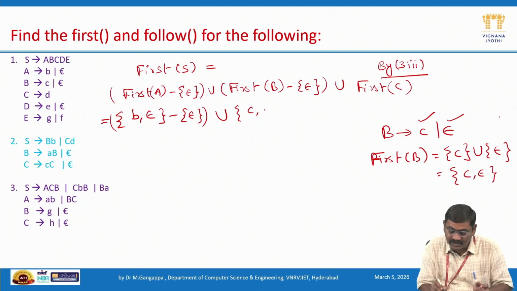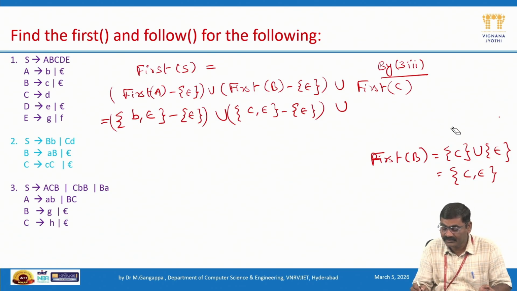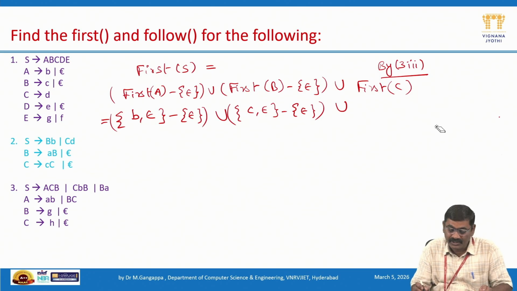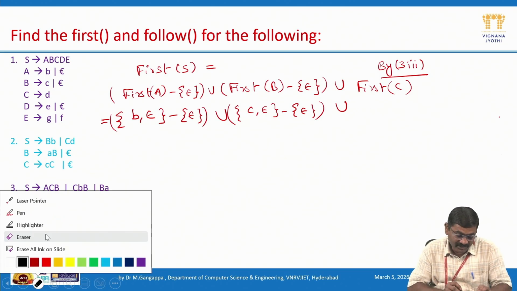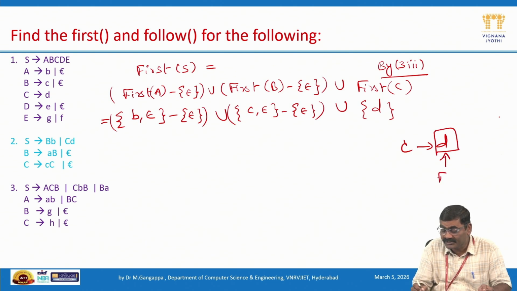So for this, C comma epsilon minus epsilon, union. I am clearing this. First of C. First of C can directly include D, because in the RHS of the production, C gives D. D is a terminal. So the answer is D. So let us see this. C gives D. So C is here in the RHS. This is the first terminal. Remember this. First terminal. First terminal is D. Therefore the answer is D.